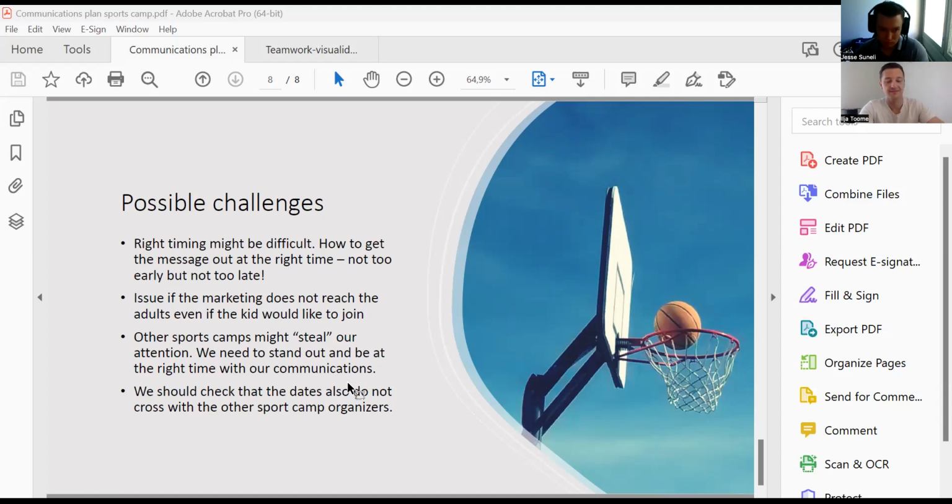For a kids camp, you could have all your children's friends joining and the kids want to go, but the marketing or the information doesn't reach the adults. So the parents need to be very well taken into the communications plan. Other sports camps might steal your attention. You need to do some background research on who else is having these sports camps. If you can see from last year when they started their communications, how do you stand out from the other camps?